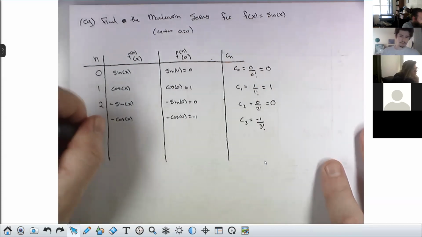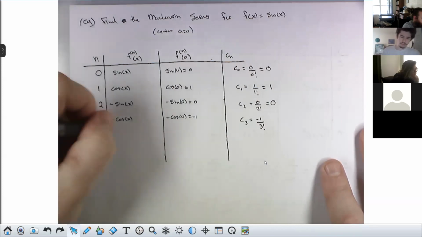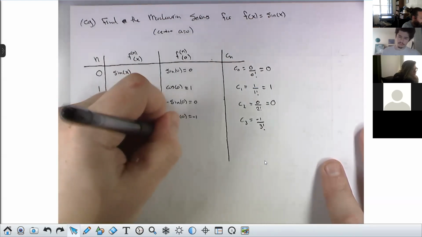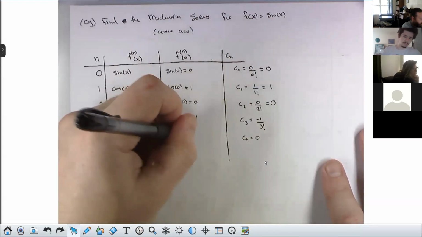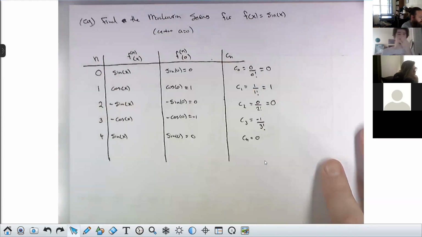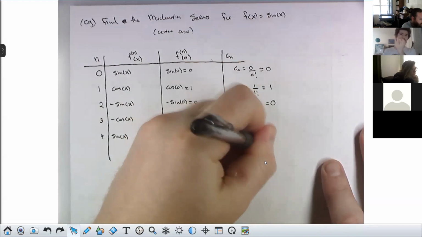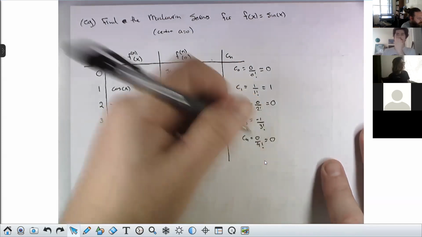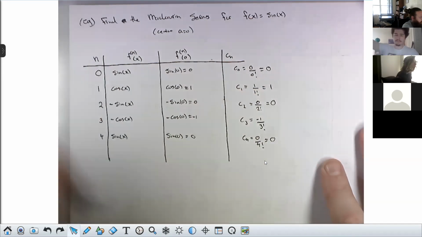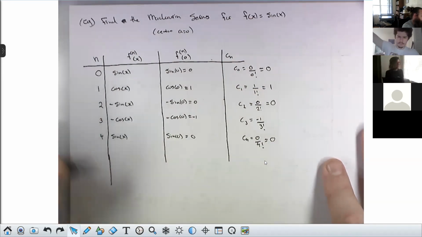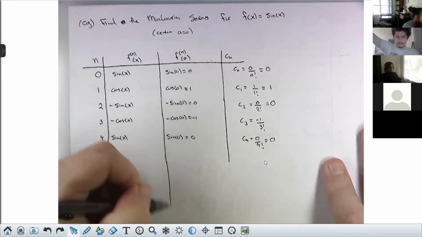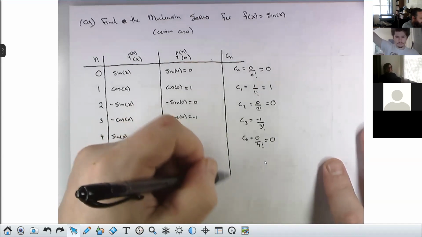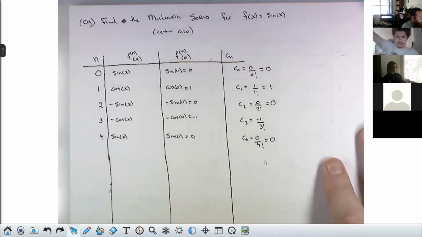When n is 4, the derivative of negative cos x, we're back to sine x. So this is going to be sine of 0. So C4 is going to be 0 again, right? Because sine of 0 is 0. This would be 0 over 4 factorial, which is 0. So I'm going to extend this table down a little bit. Like I said, these can be pretty space consuming. We're going to look for a pattern, but I want to see the pattern established a little better.